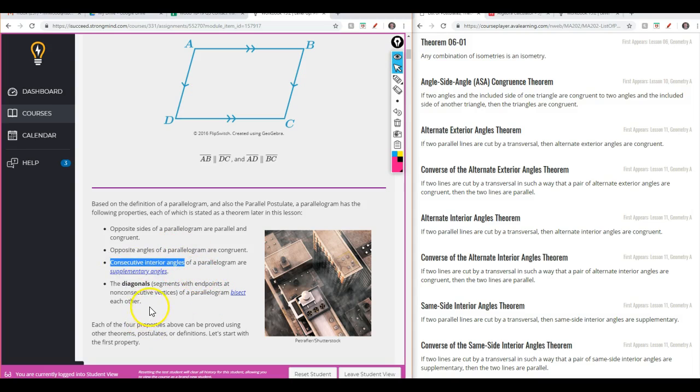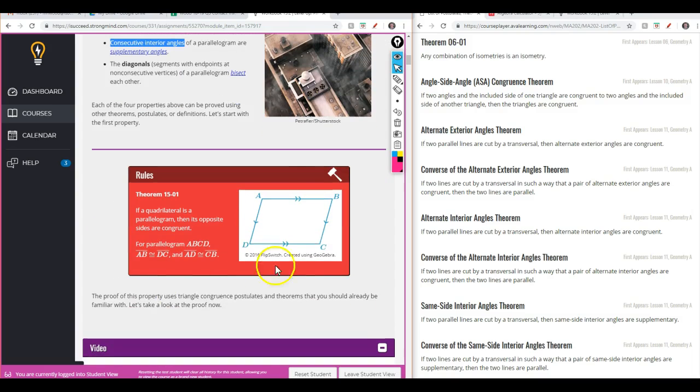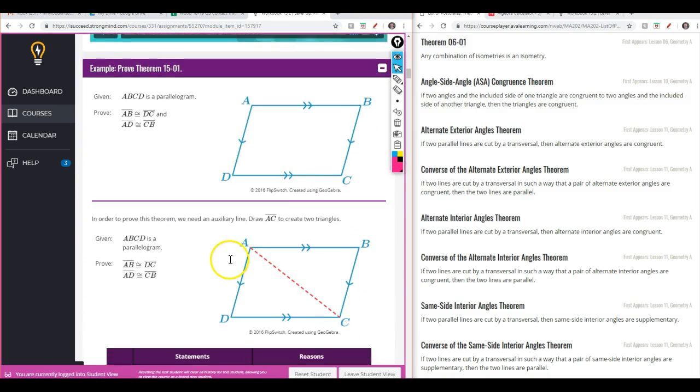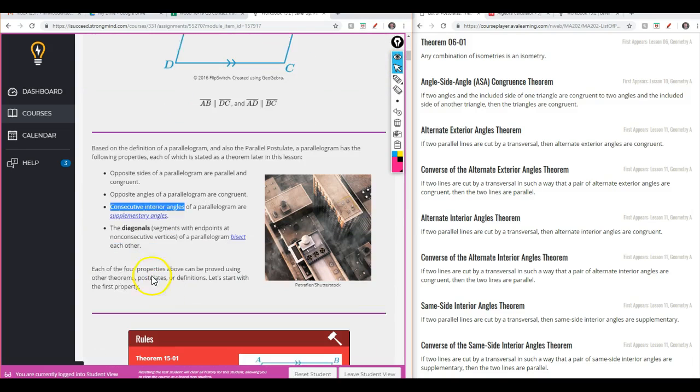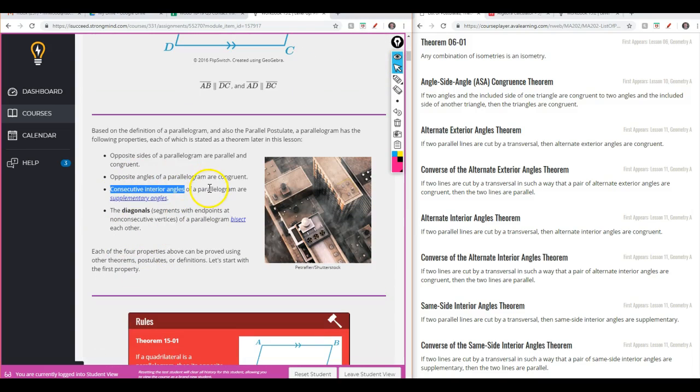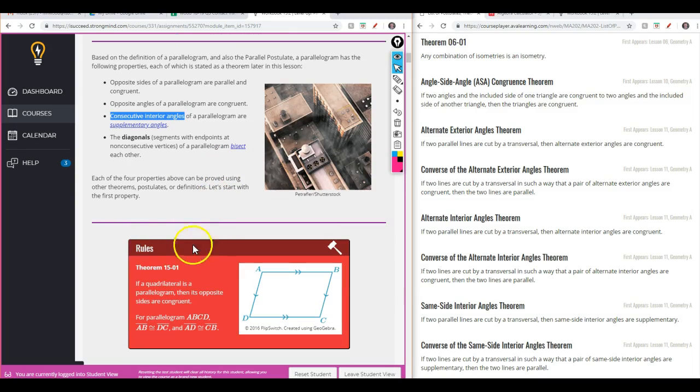So that's one way you could give yourself a clue, is consecutive interior angles. Right there it states it. If just talking about what kind of relationship those are did not make sense, then again, just go back and scan through, see what kind of angle relationships there are in a parallelogram. And there you have it.